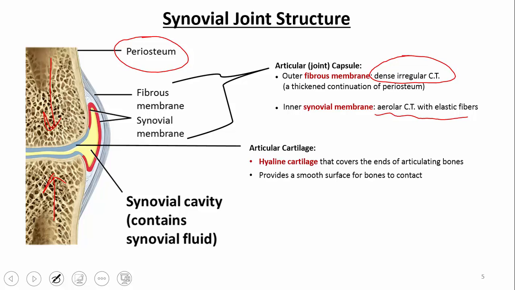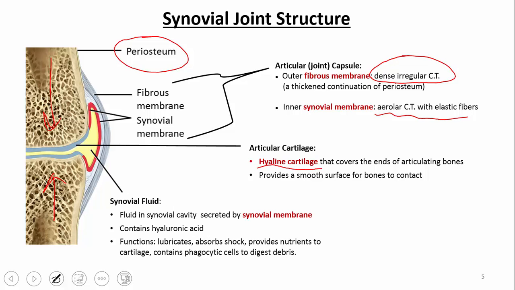If we look at the second main part, we have cartilage. This covers each of the articulating bones, and it is made of hyaline cartilage. Hyaline cartilage provides a smooth surface on the bones so they can glide across each other. If someone loses cartilage, it actually becomes very painful as they age. The final thing we want to look into is the synovial cavity you see here. It's filled with synovial fluid. This fluid is secreted by the synovial membrane, contains hyaluronic acid, and basically lubricates the joint.